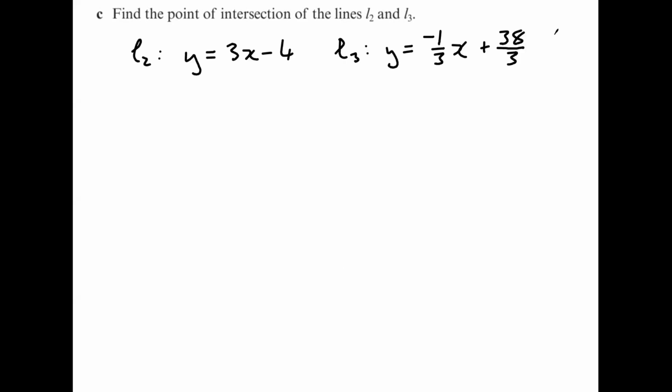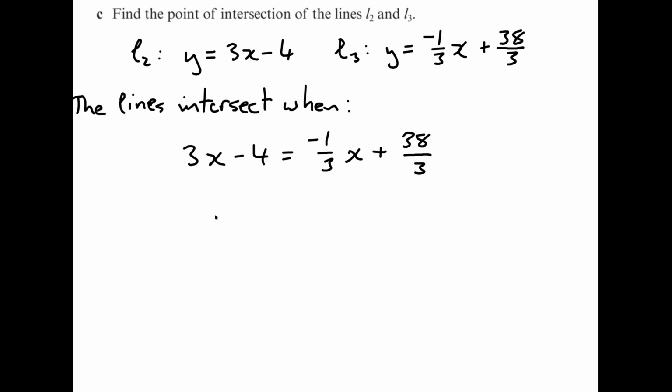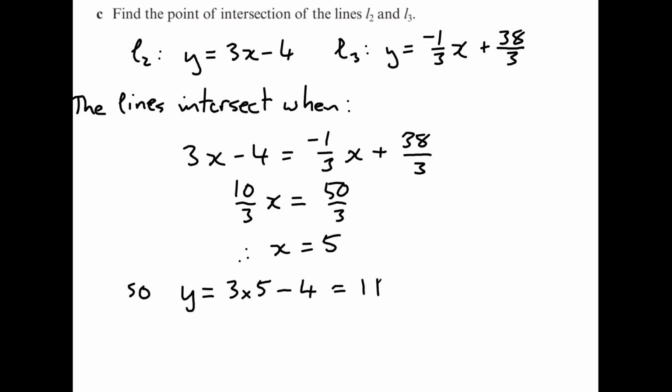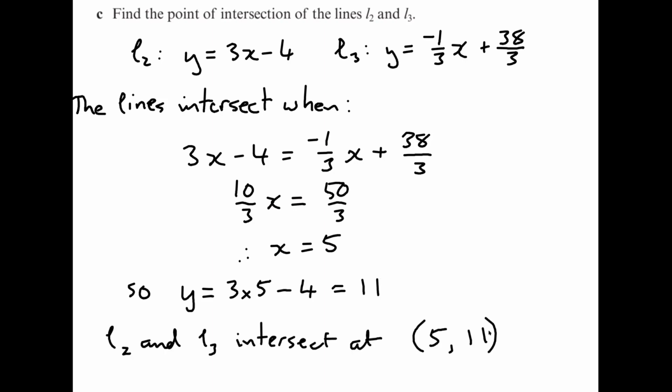So in part C, we're finding the intersection of L2 and L3. Remember, they intersect when the y's on both lines are the same and the x's are both the same. So all we do is we simply say, if the y's are the same, that means that. So we solve that for x. And once we've found x, we can then substitute into one of those to find y. And the easiest one to use is L2. So we can now just write down the point where they intersect.